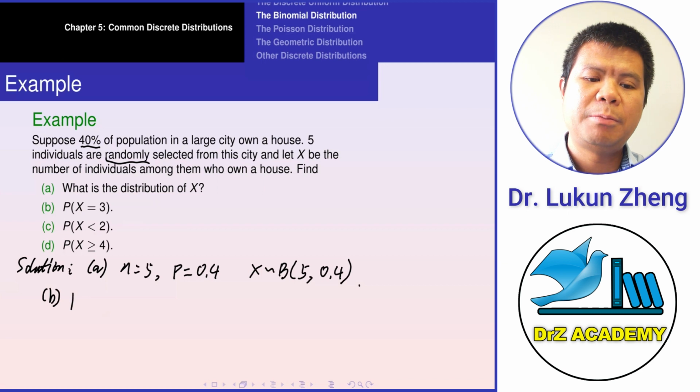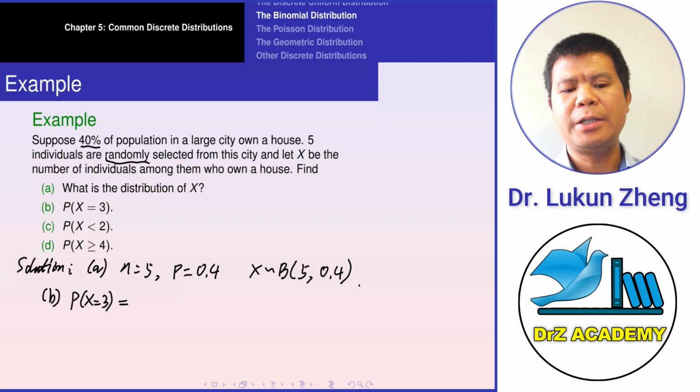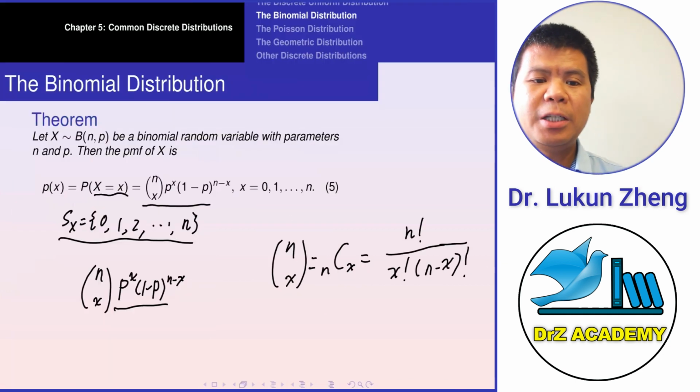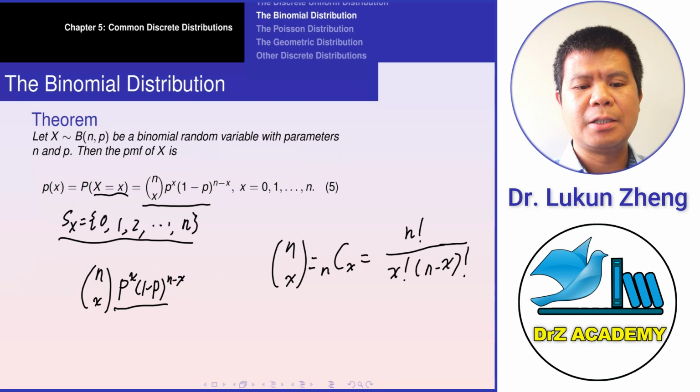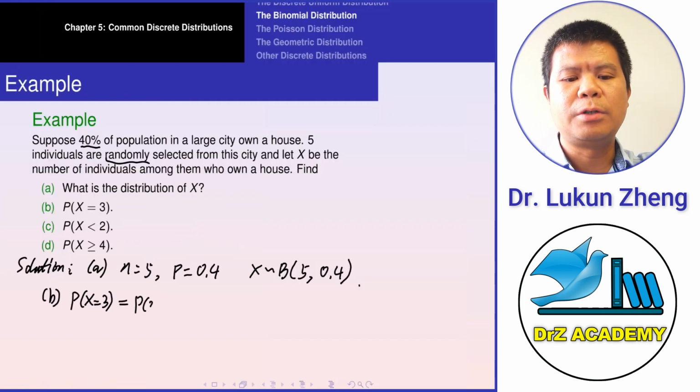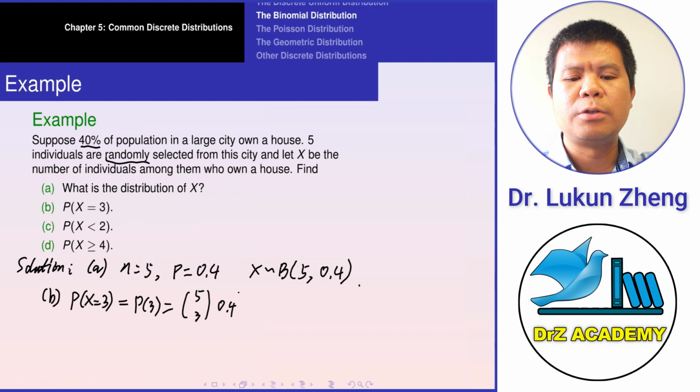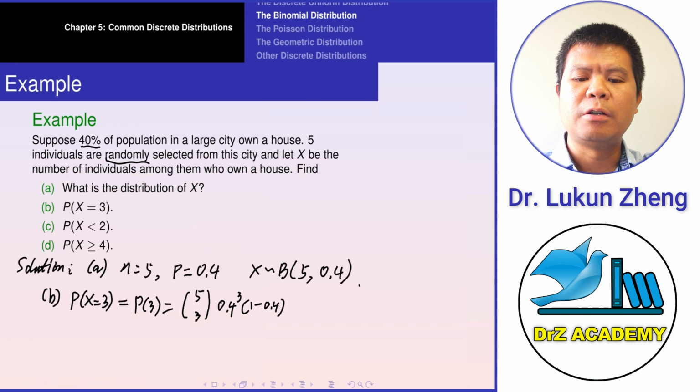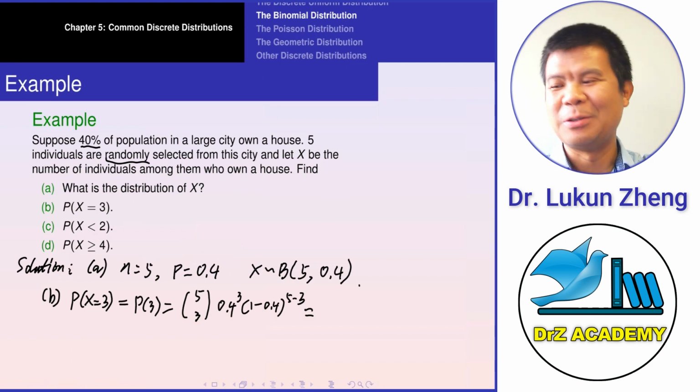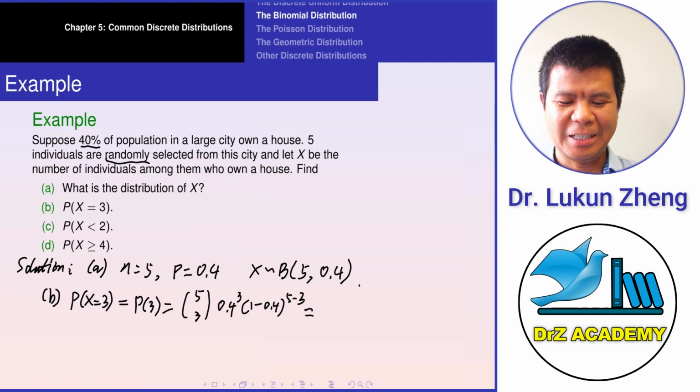And then part B. We want to find the probability for X equals 3. Using this theorem, P of X, so that is P of 3. N is 5, so 5 choose 3, times P, which is 0.4 raised to power 3, times 1 minus 0.4 raised to power 5 minus 3. Now this is 5 choose 3, and you can find this value using a calculator.